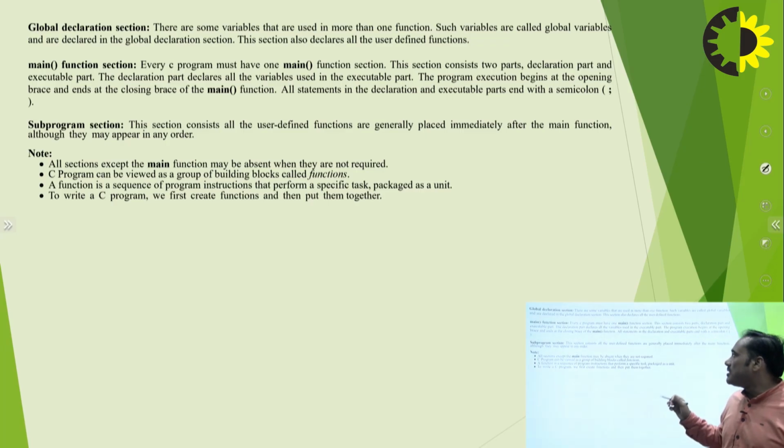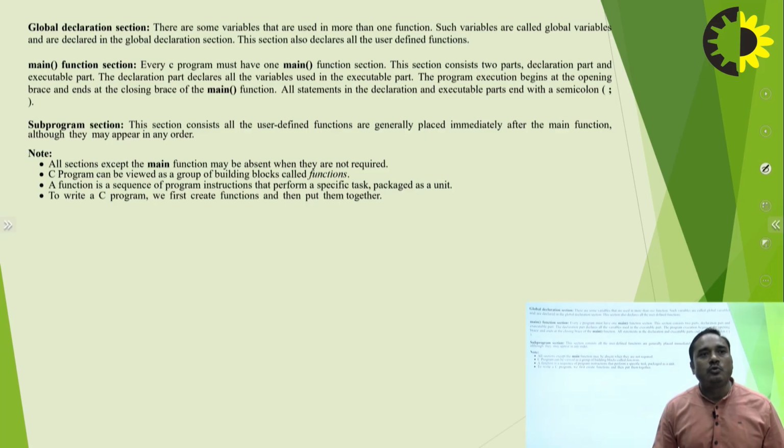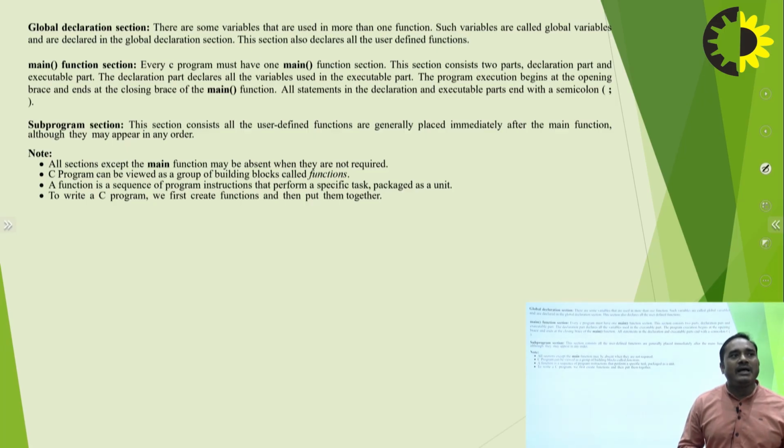Every C program must have a main function. This section contains two parts, the declaration part and the executable part. So main contains two parts: first is the declaration and second is the executable. The declaration part declares all the variables used in the executable part.